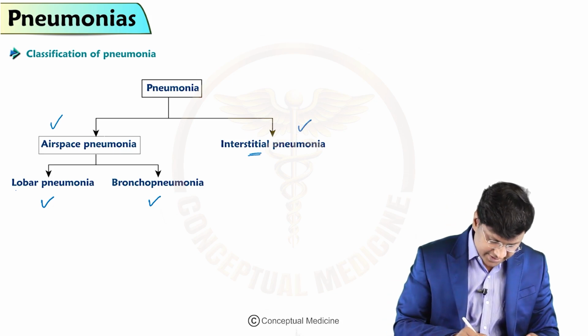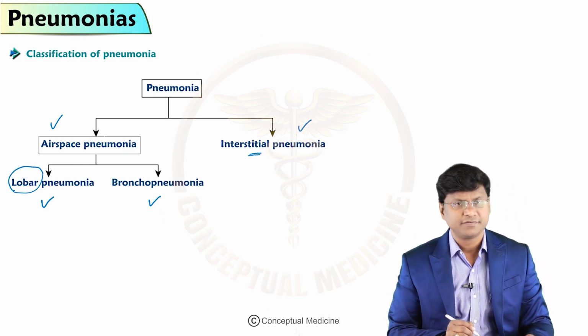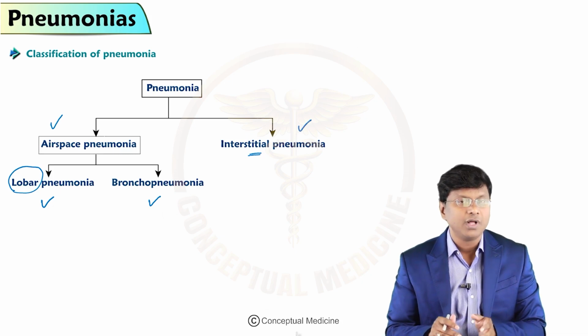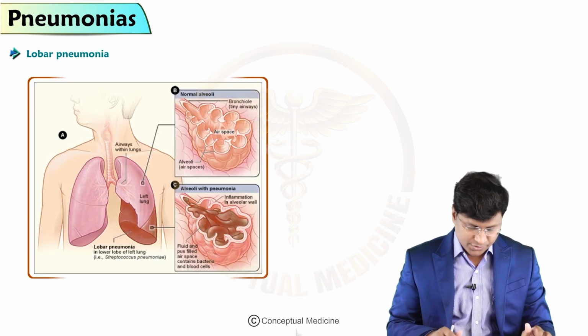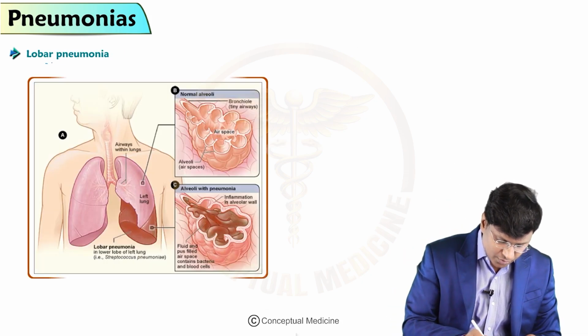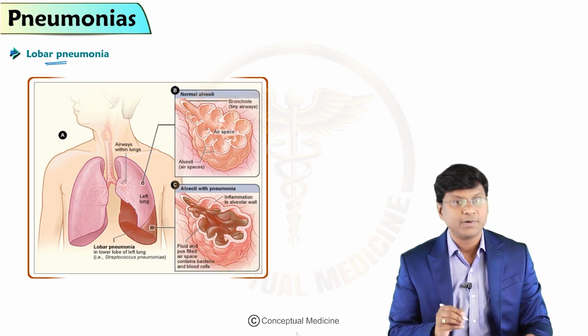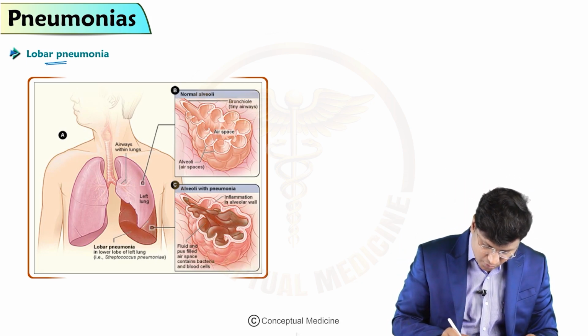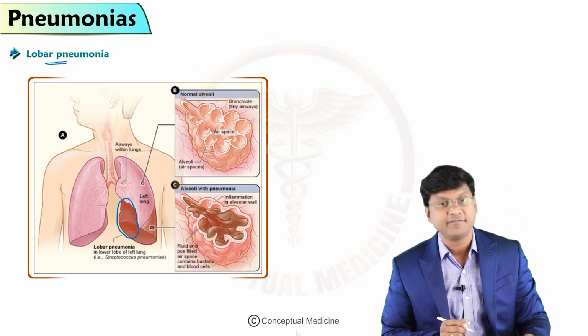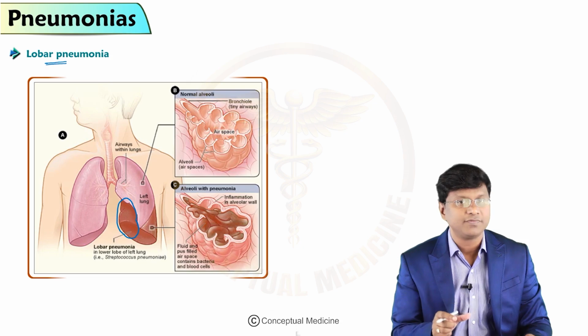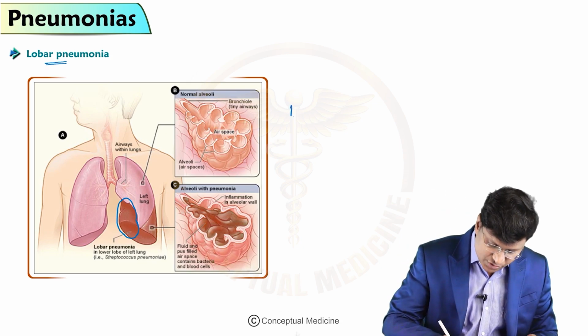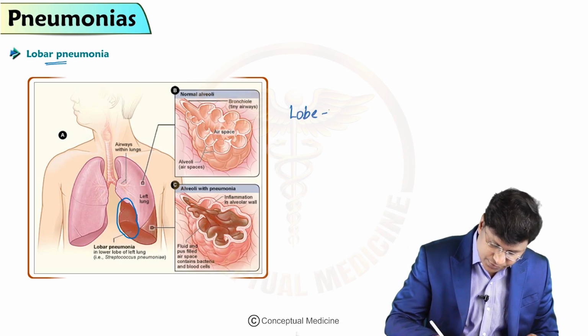Now let me show you all the types of pneumonias first. If you observe lobar pneumonia, it is the lobe of the lung which is inflamed as well as infected. It is the lobe of the lung which gets consolidated, as the name itself tells you. So that will be your lobar pneumonia.